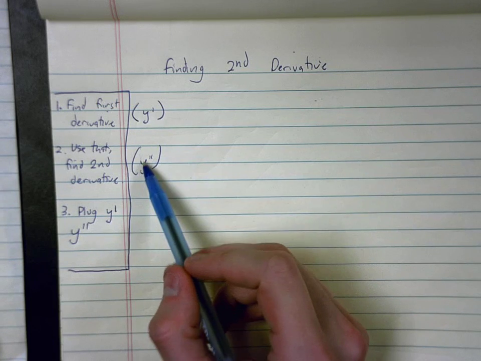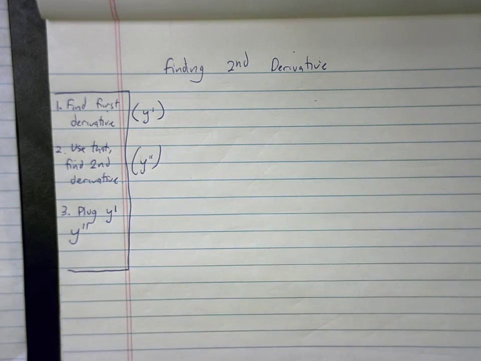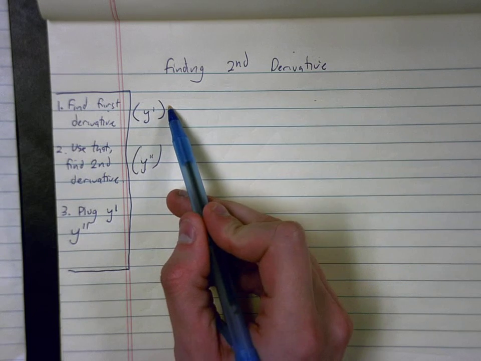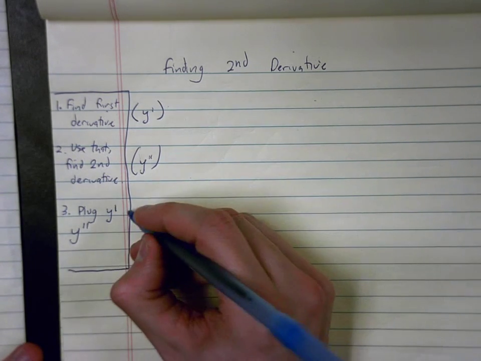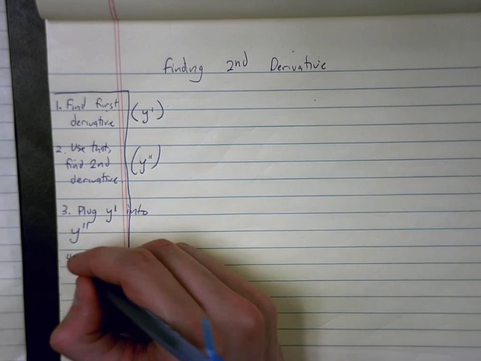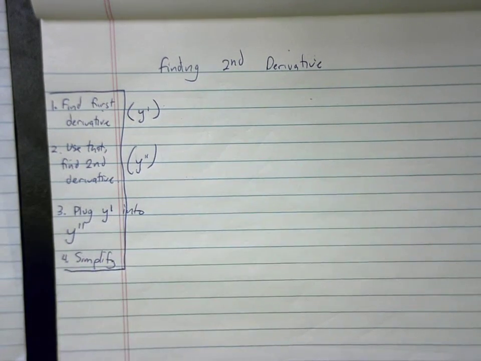So our y double prime will have a y prime in it somewhere. And so all we're going to do is take what we found for y prime up here and plug it into that one. So plug y prime into where it belongs in the y double prime. And then step 4, and almost always your final step in math, just simplify. Okay?